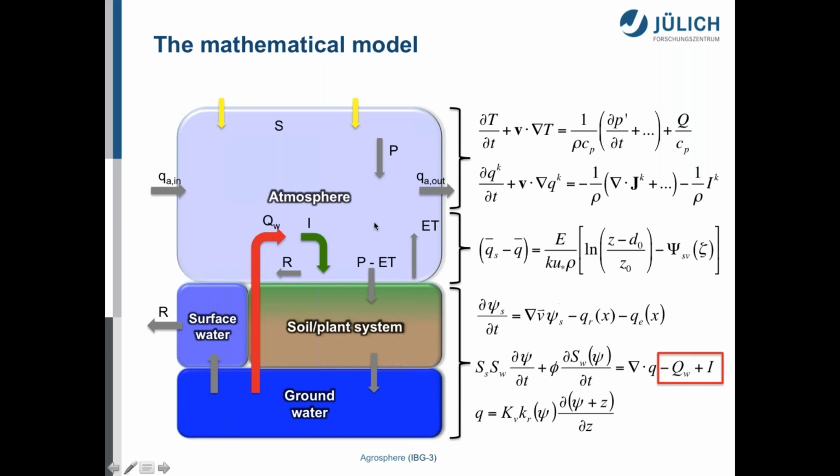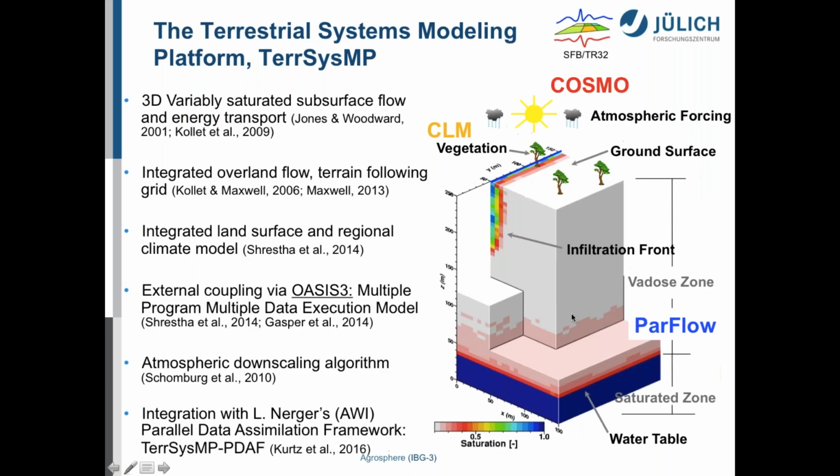I will talk about how groundwater abstraction for irrigation, which appears here as a sink source term in our Richards equation, will feed back into the atmospheric system. Okay, no worries.